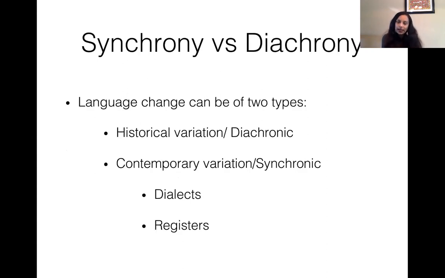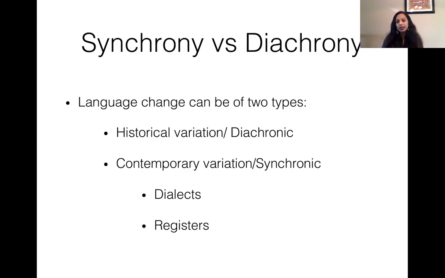So when we talk about language change, we can often talk about diachronic change versus synchronic changes. So a diachronic change is historical changes that have happened. So across time, you can talk about different changes that have happened pertaining to phonetics and phonology, meaning-related points, etc. And then you also have synchronic changes.